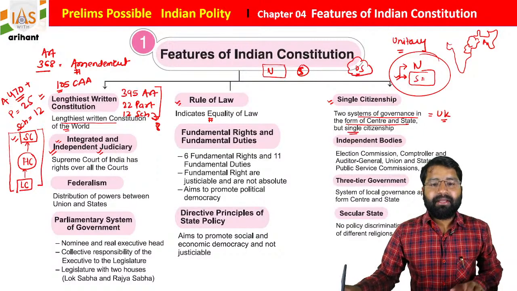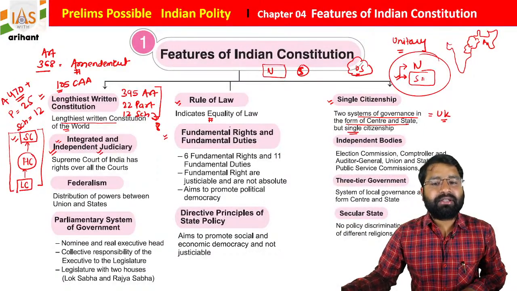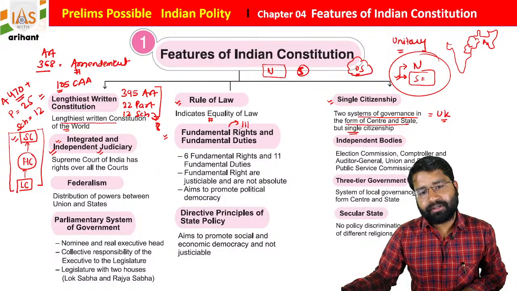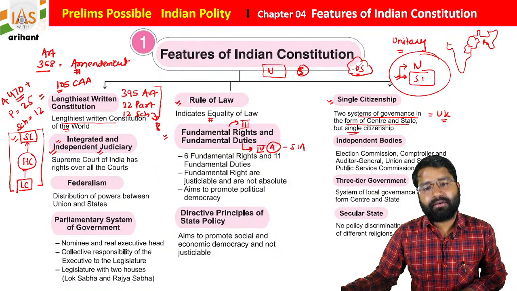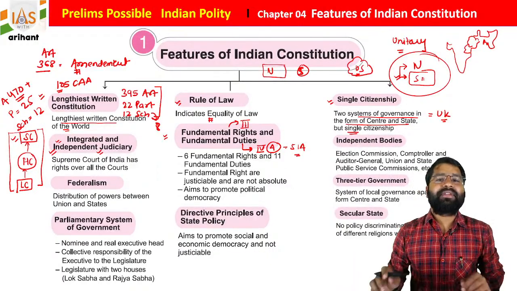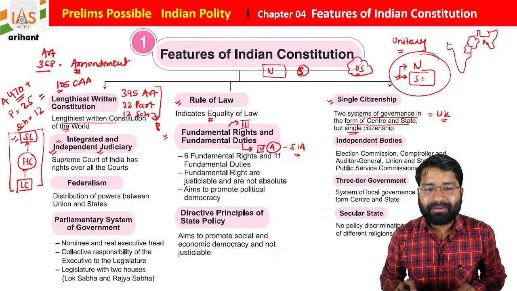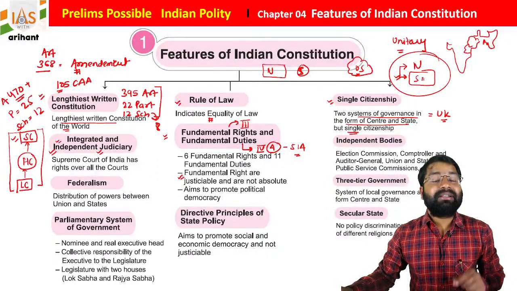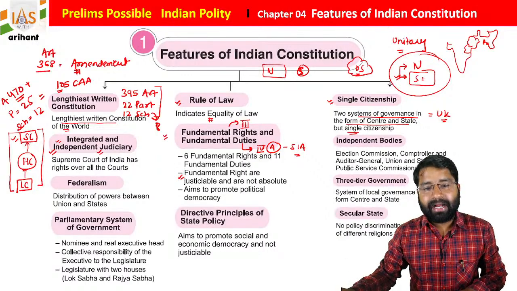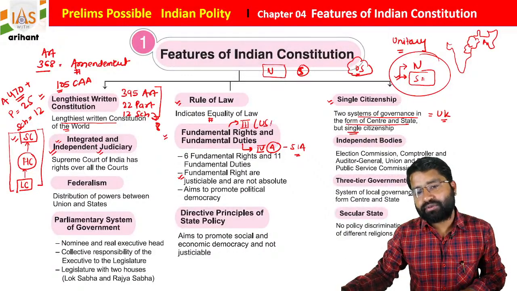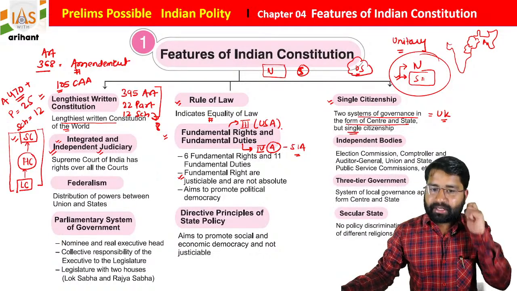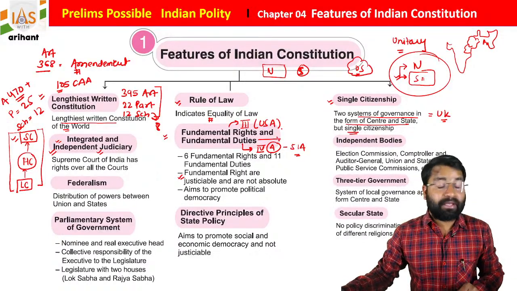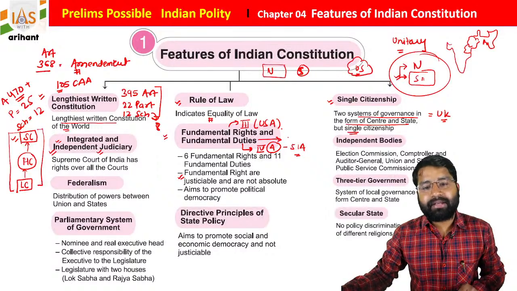Now if you move further, our constitution contains fundamental rights under Part 3 of the Indian Constitution and fundamental duties under Part 4A of the Indian Constitution, under Article 51A. So we have 6 fundamental rights and 11 fundamental duties, and fundamental rights are justiciable in nature. These fundamental rights we derive from the US Constitution, and the DPSP and fundamental duties we derive from the USSR, that is, Russia.